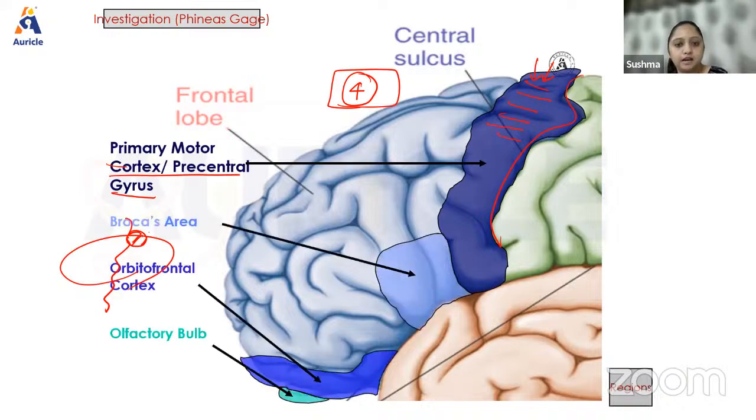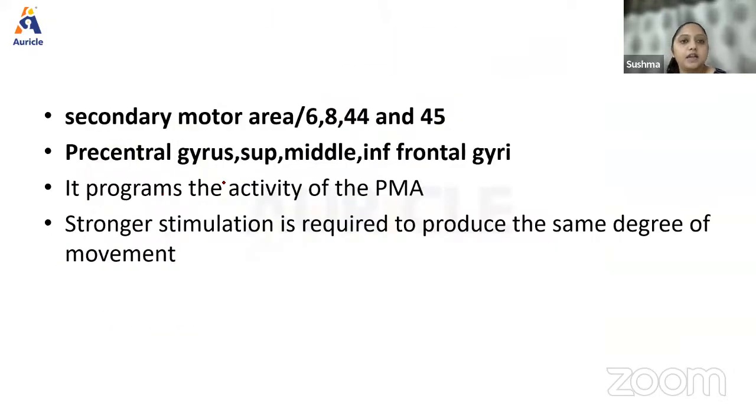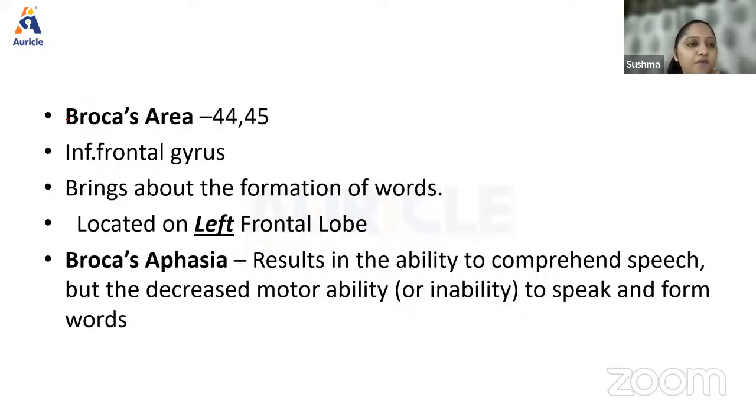We'll come to Broca's area and all of this later. Next we have the secondary motor area, which is Brodmann area 6, 8, 44, and 45. Also we have the precentral gyrus, and the superior, middle and inferior frontal gyri. All of this programs the activity of the primary motor area. Stronger stimulation is required to produce the same degree of movement if I'm talking about these secondary motor areas. Then we have a very important area called Broca's area.